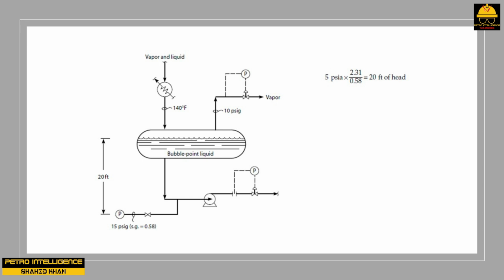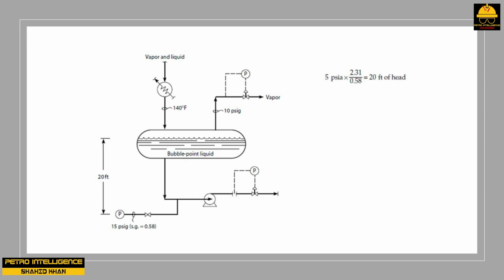The composition of the liquid will also be altered. As the pressure in the drum increases, additional lighter components dissolve in the liquid. The composition of the liquid then becomes lighter. The vapor pressure of the liquid will also increase by 5 psi.